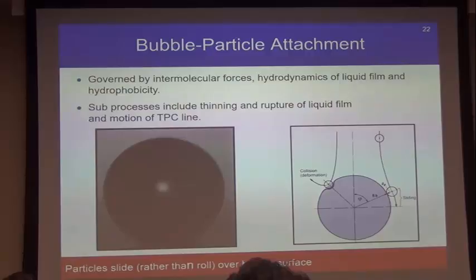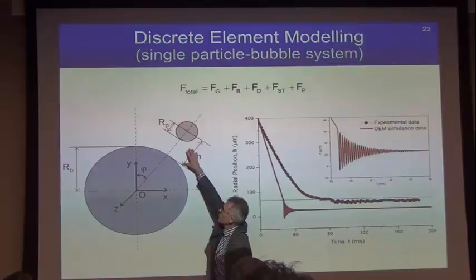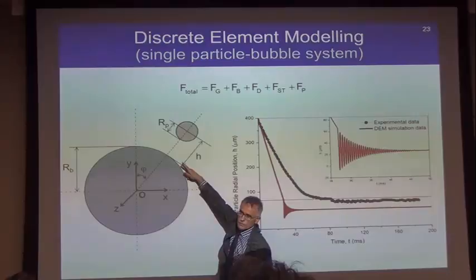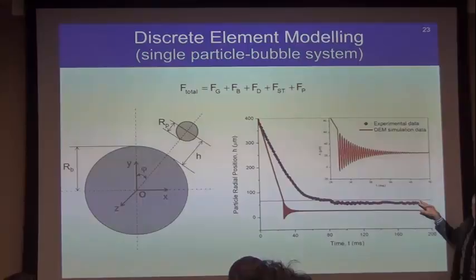Because that makes a difference to the modelling analysis of it. So what we have here is this particle approaching the surface of the bubble. This H is the separation distance from the radius of the bubble to the centre of the particle. This line here, once we reach this point, that's when there is zero separation distance. So the edge of the particle is just touching the edge of the bubble.